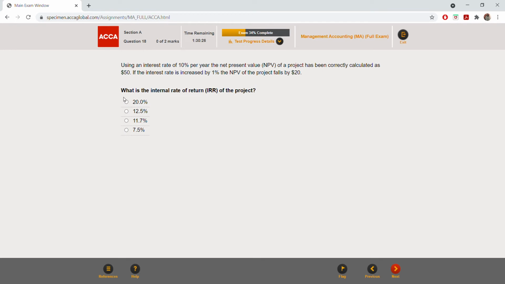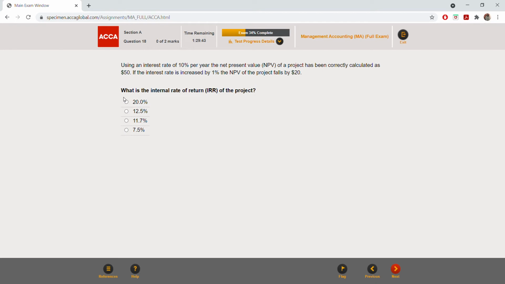IRR means the cost of capital, or the percentage, where your net present value falls to 0. That's what IRR means. So here, just listen carefully. Make a note down.